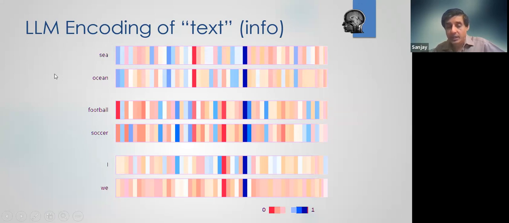Here we have the words sea, ocean, which are similar in nature, right? Football, soccer, which again are similar in nature. I and we, which are similar in nature. Now, if you look at the first two, they have a lot of similarity, but they're not as similar to the next two, which are different from the last two, right? So automatically, because the words, the ideas, sea and ocean are similar, the vectors have similarity internally.